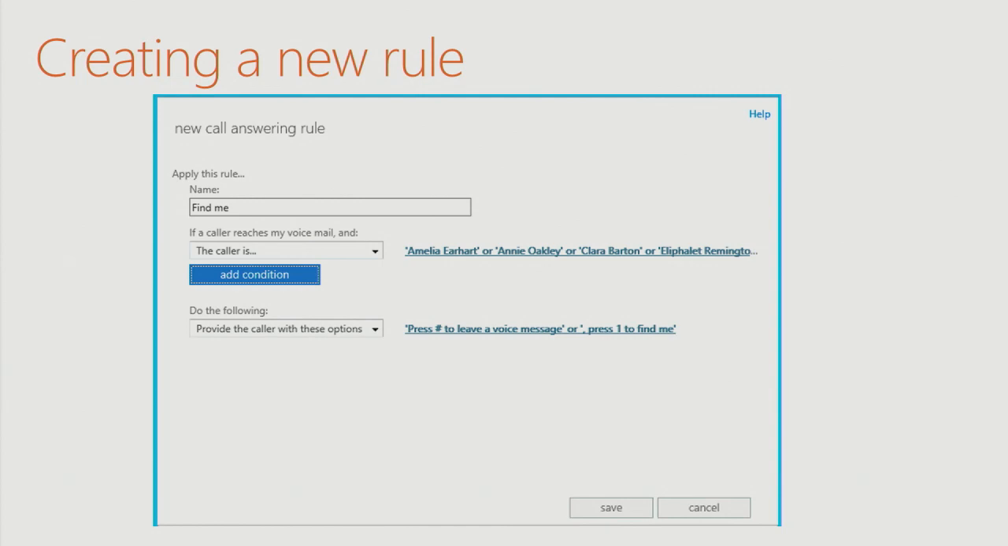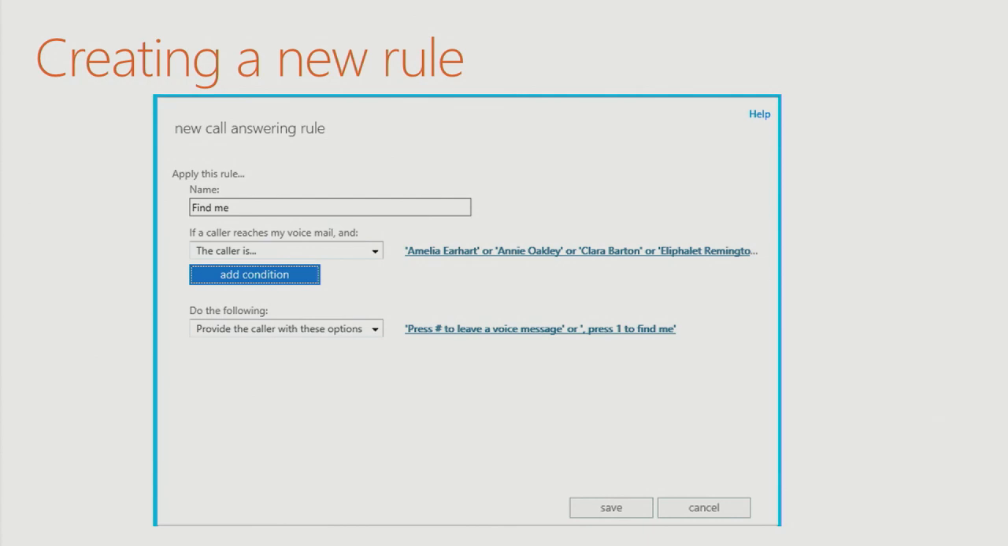I'm defining a new call answering rule for one of my test users. It says if the caller is Amelia Earhart or Annie Oakley or Clara Barton or Eli Remington, then give the caller these options. Press pound to leave a voice message or press 1 to find me. So I can actually record a greeting that says that. And there's a separate part of the rule where I set the number that I want find me to actually use. It's not arbitrary, right?